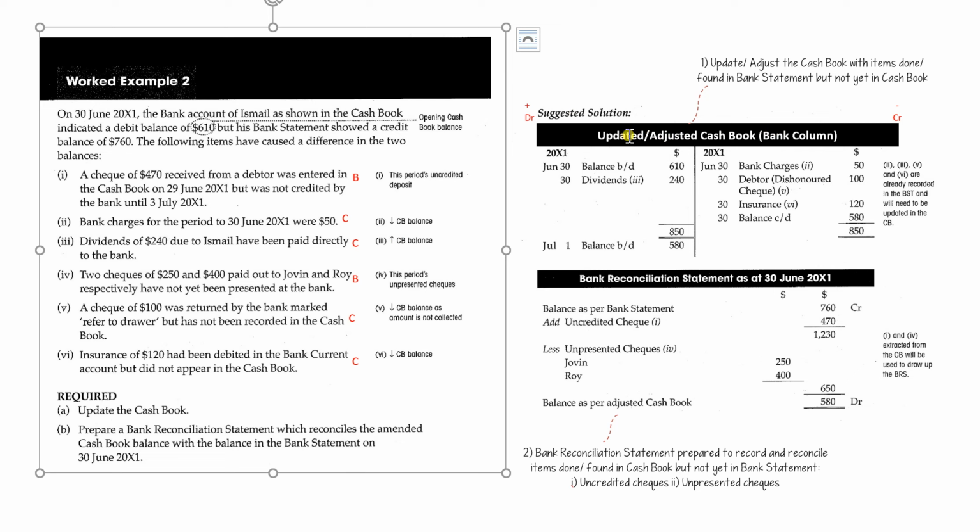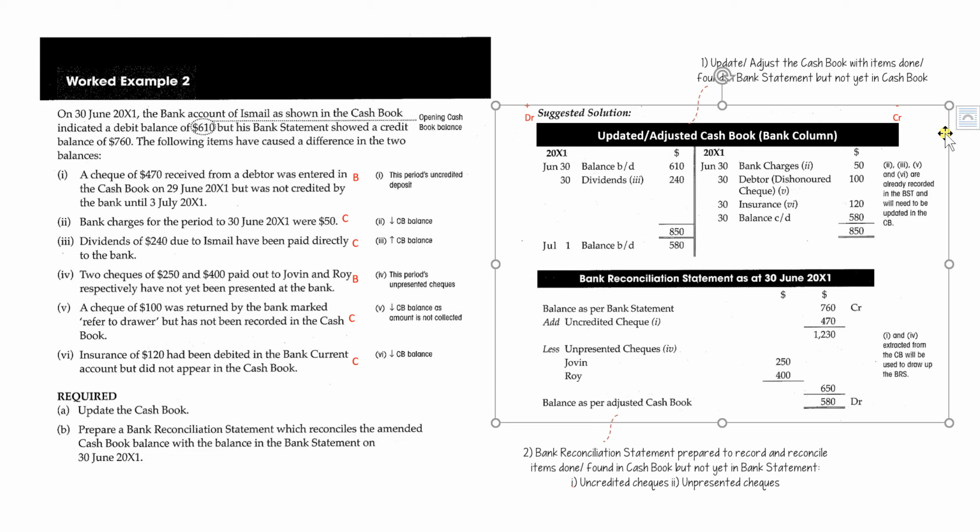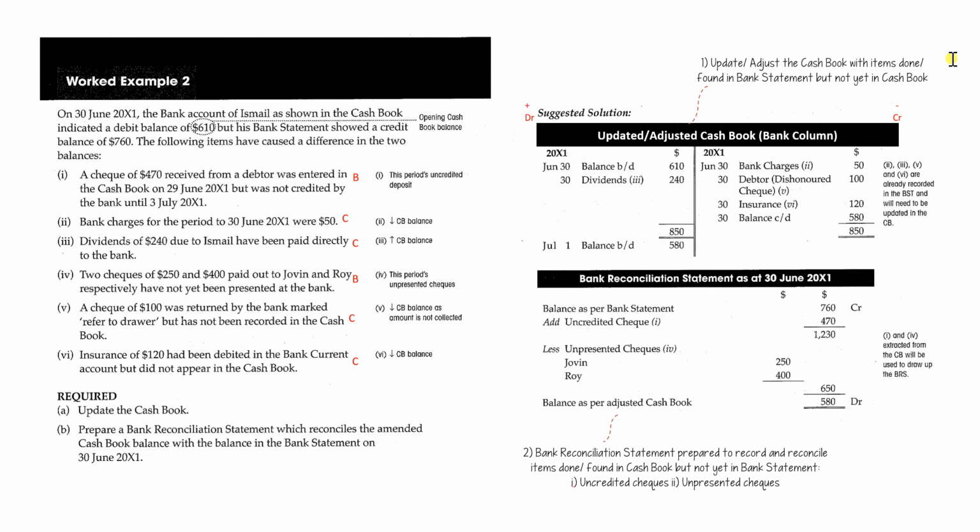This is what we call the updated, or you can say adjusted, cash book, the bank account, the bank column. So this is what we need to do first. So to start, the bank has a debit balance of 610. So debit balance b/d 610.